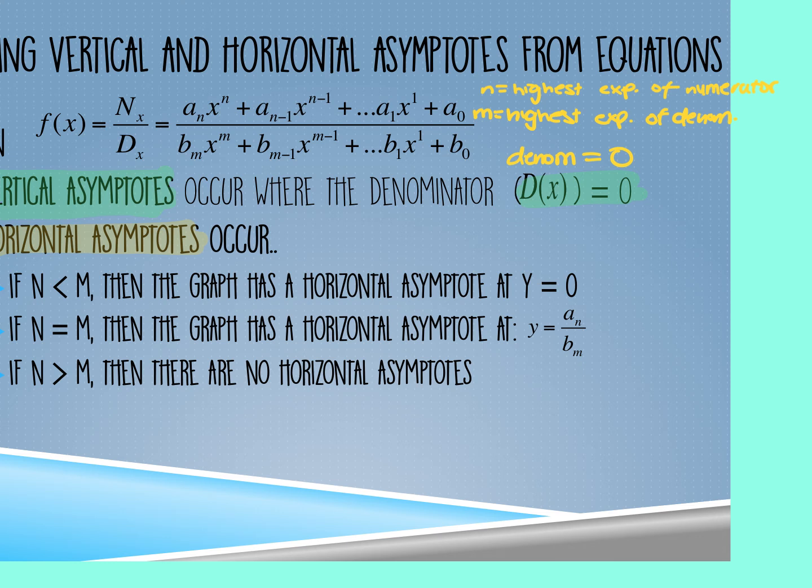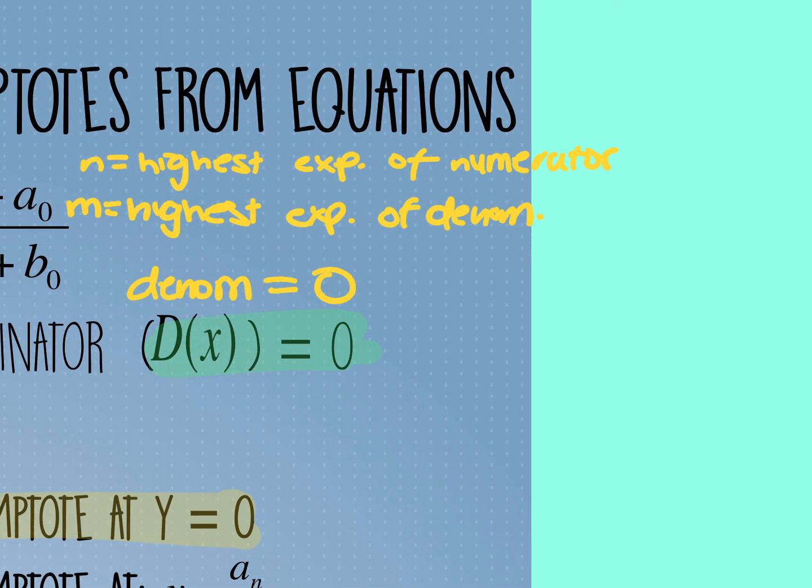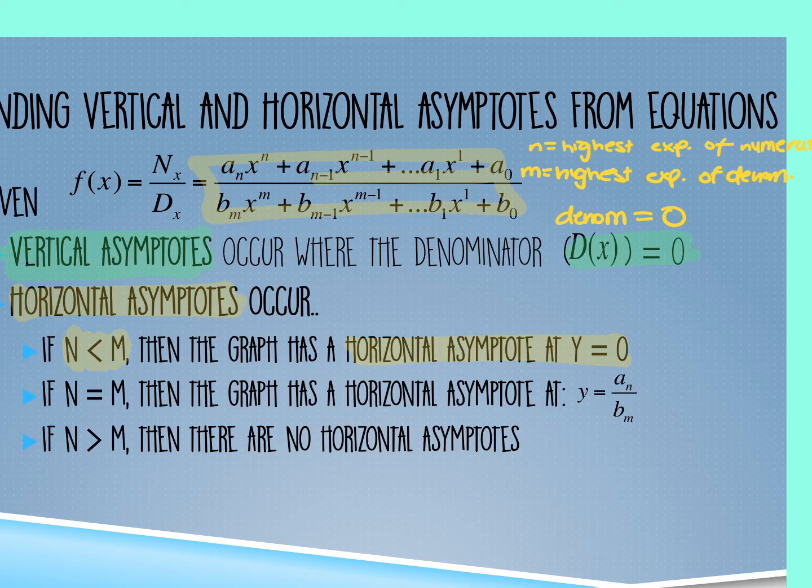If n is less than m, so if the highest exponent in the top is less than the highest exponent in the bottom, then my horizontal asymptote, yeah. I can't see that. It just says numerator and denominator. No, like the slide. So highest exponent in the top, less than highest exponent in the bottom, and you have a horizontal asymptote at y equals 0.